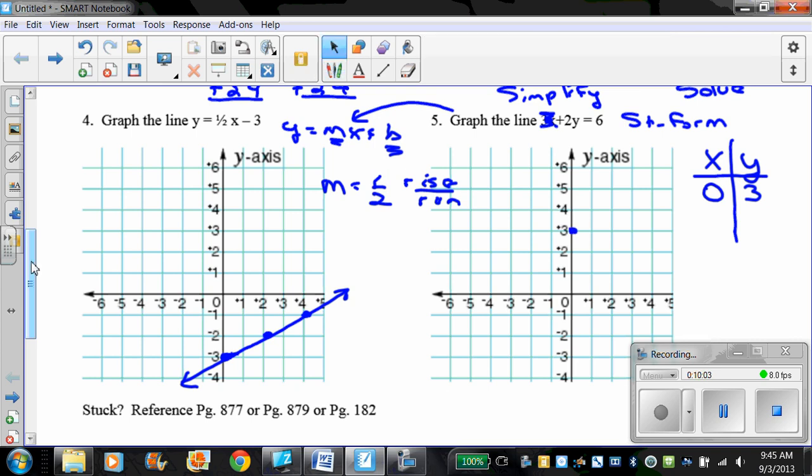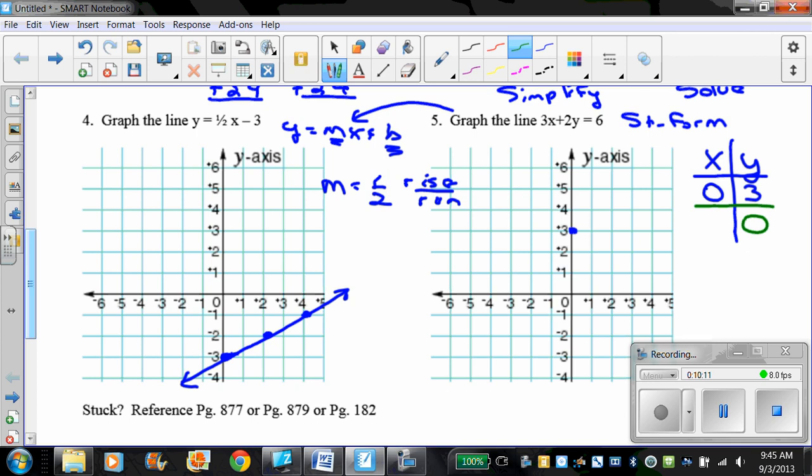So if you plot that at (0, 3), 1, 2, 3, that is your y-intercept. I'm going to change colors here. And now I'm going to put 0 in for y and find my x-intercept. So this was my y-intercept, where it hits the y-axis. This is going to be my x-intercept when you put 0 in for y.